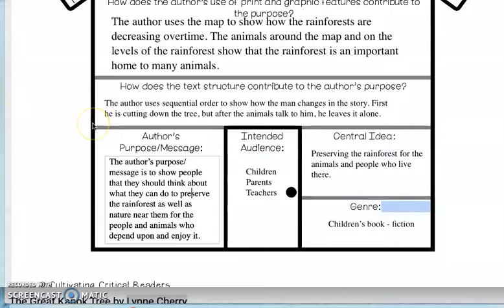The author's purpose or message is to show people that they should think about what they can do to preserve the rainforest, but not only the rainforest, and nature near them for the people and animals who depend upon it and enjoy it. And there's text evidence throughout this story that supports that. We're going to hit on a couple things of text evidence that support that purpose real quick.